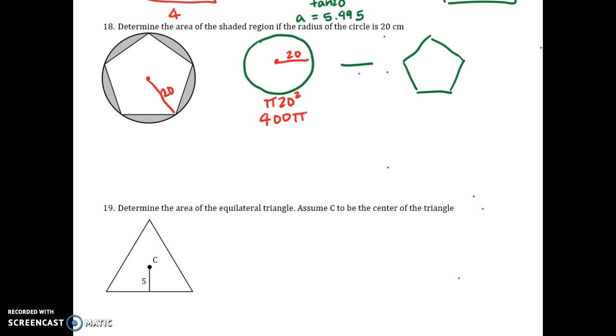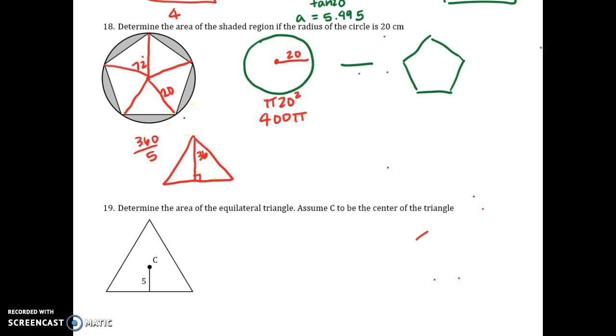Now for the area of the pentagon. So again, we divide this up into nice little even triangles. So 360 divided by 5 triangles is 72. When you draw in the height, you end up cutting it in half, which is 36. 36 is not a special angle, so we are going to have to do trigonometry.